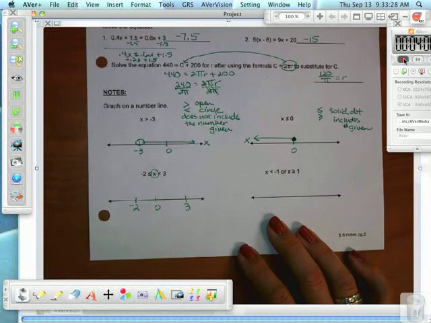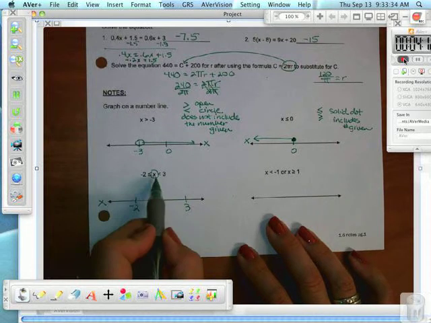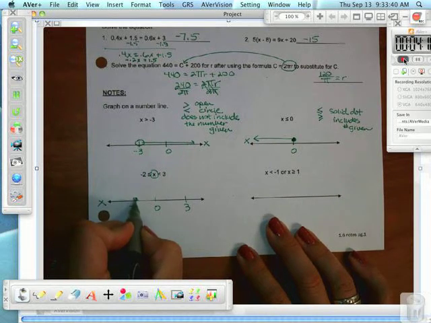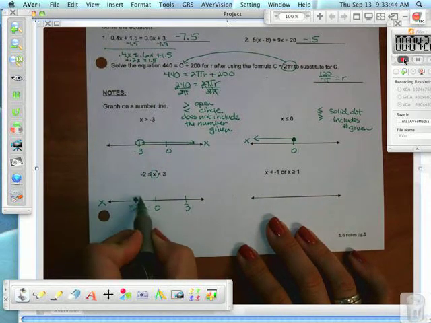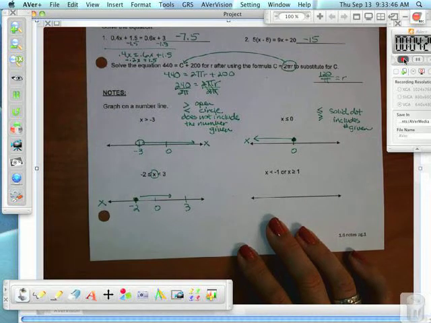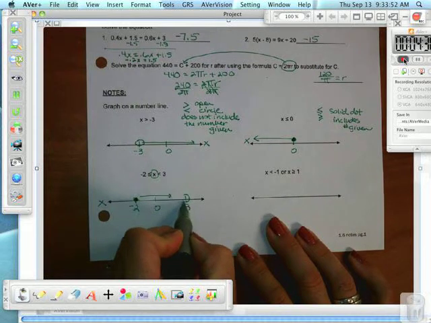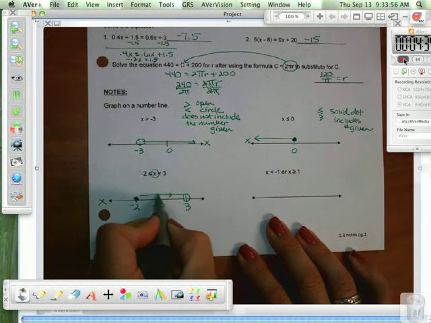Now this number line represents everything x could be that would make that inequality true. It can be greater than or equal to negative 2. Can it include negative 2? Yes. So I put a solid dot on negative 2, and it would be this direction. X is greater than or equal to negative 2. But it also has to be less than 3, which does not include 3. So it's this way.